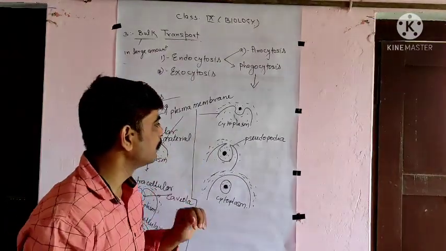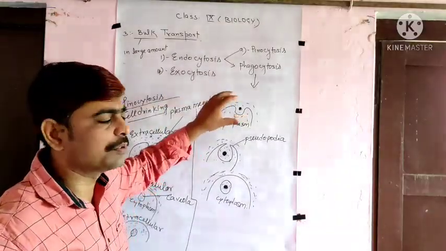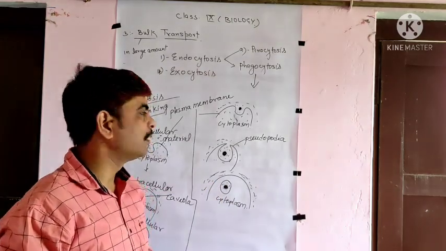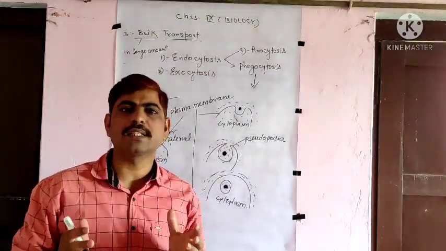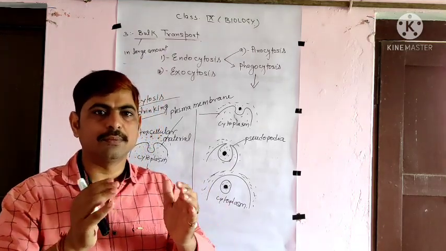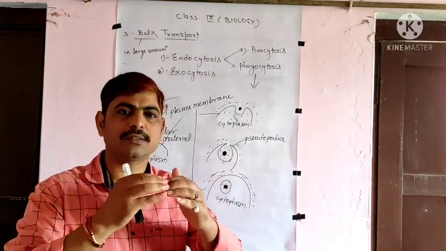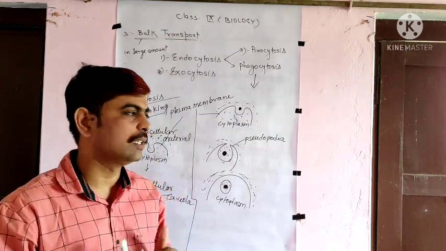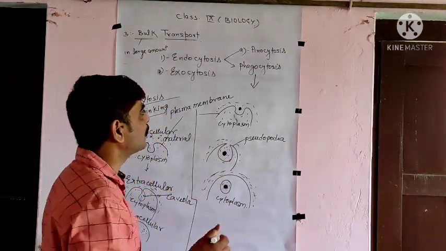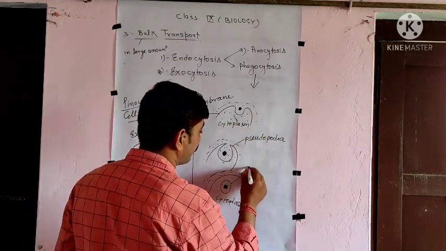Okay, here what is the difference? Here the solid food material is taken inside the cell. How? As you know, the amoeba, whenever it senses food around it, develops the pseudopodia around the food material, and later on that solid material is taken inside the cell. Okay, so this is called the phagocytosis, and this is called phagosome.